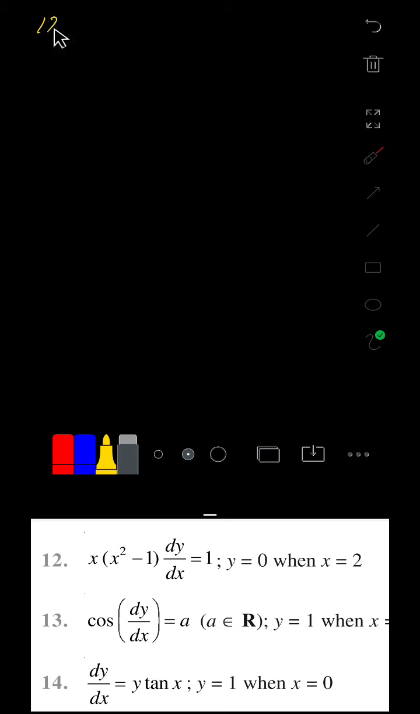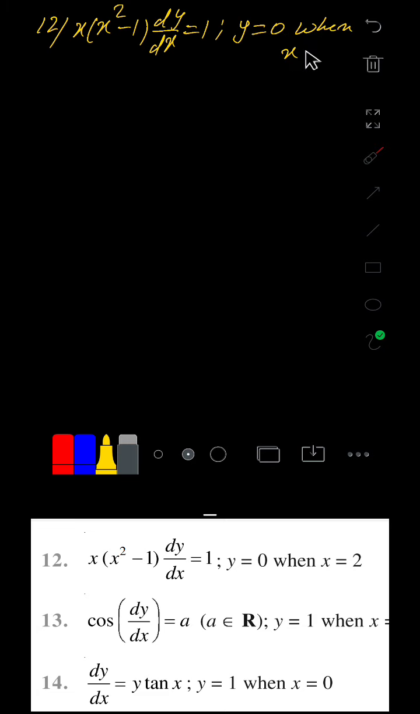Now the 12th sum is the differential equation (x square minus 1) dy upon dx is equal to 1, and the initial value condition is y is equal to 0 when x is equal to 2.